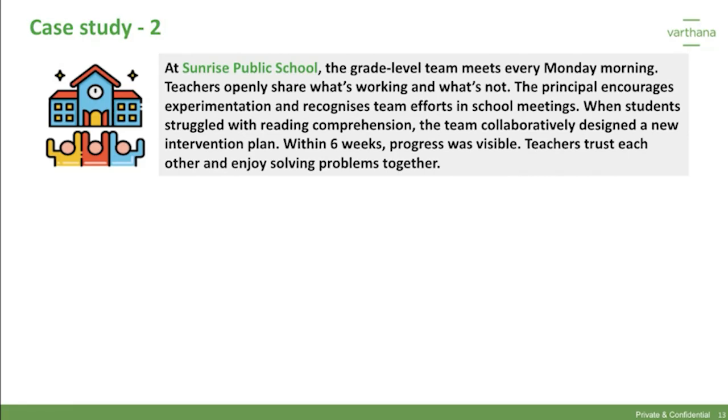At Sunrise Public School, the grade level team meets every Monday morning. Teachers openly share what's working and what's not. The principal encourages experimentation and recognizes team efforts in school meetings. When students struggle with reading comprehension, the team collectively designs a new intervention plan. Within 6 weeks, progress was visible, and teachers trust each other and enjoy solving problems together.